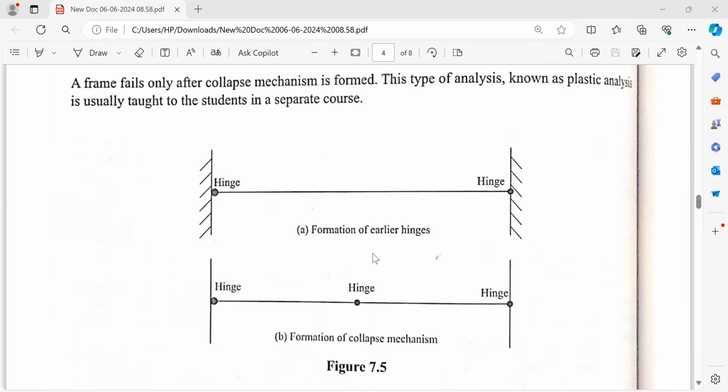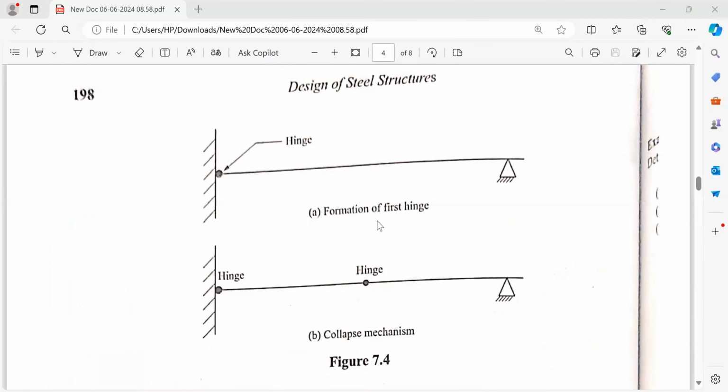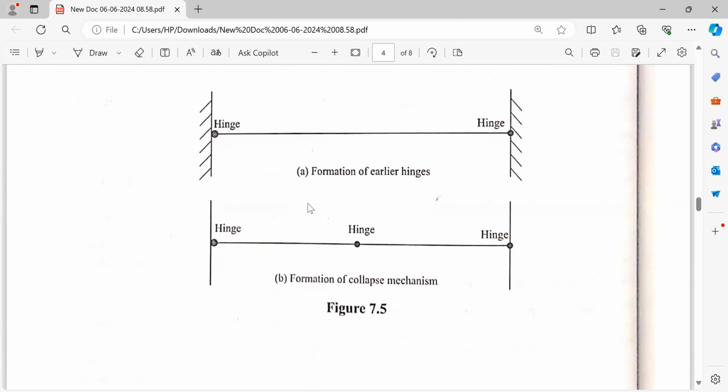So this is the main theory. Any further clarification on this? In the elastic analysis, you are considering bending moment equal to Fy into Ze, yield stress into elastic section modulus. Next, in the case of plastic analysis, you are considering plastic moment equal to Fy into Zp. So Fy is the yield stress, Zp is the plastic section modulus, and Mp is the plastic moment capacity of the section. This is only simple.